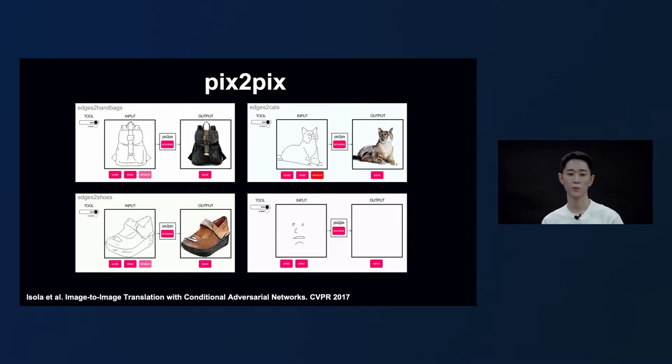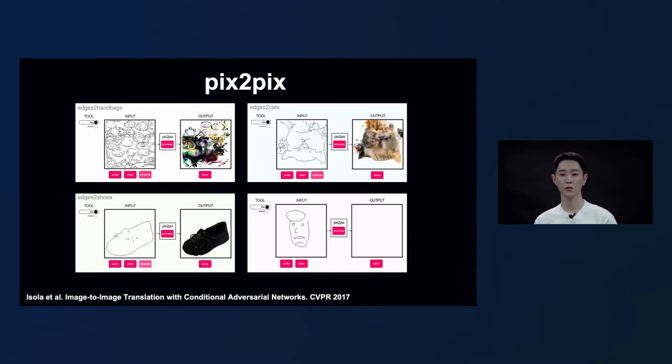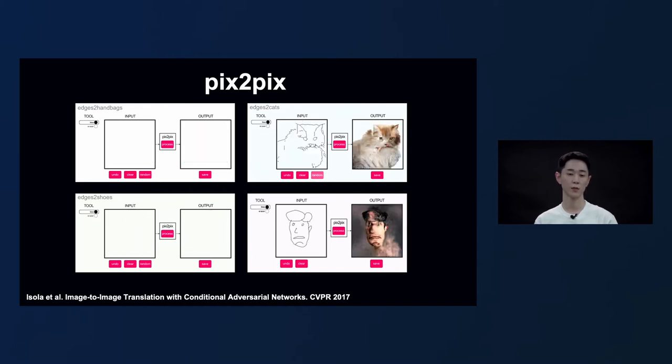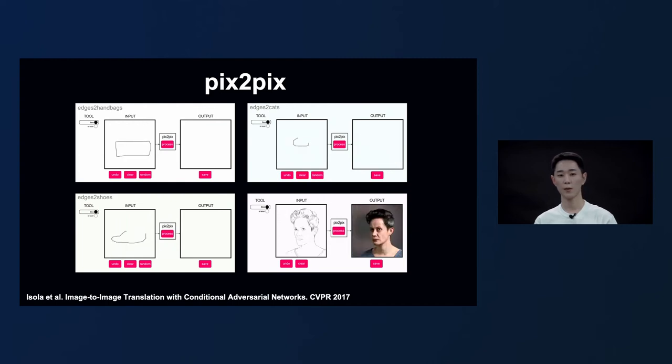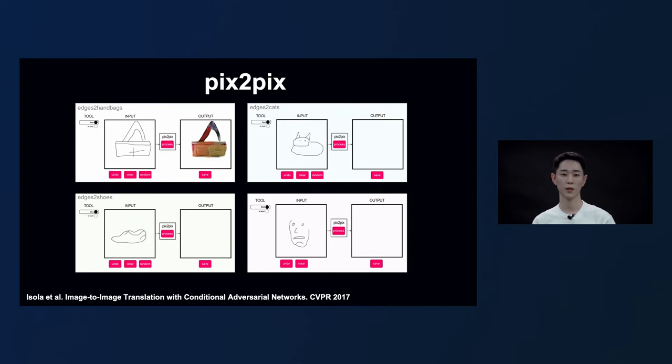This is an example of a result of an image translation using Pix2Pix. You can see here that the edge image is taken as an input and the actual picture is created. You can see a bag, cat, shoe, and person image being created.